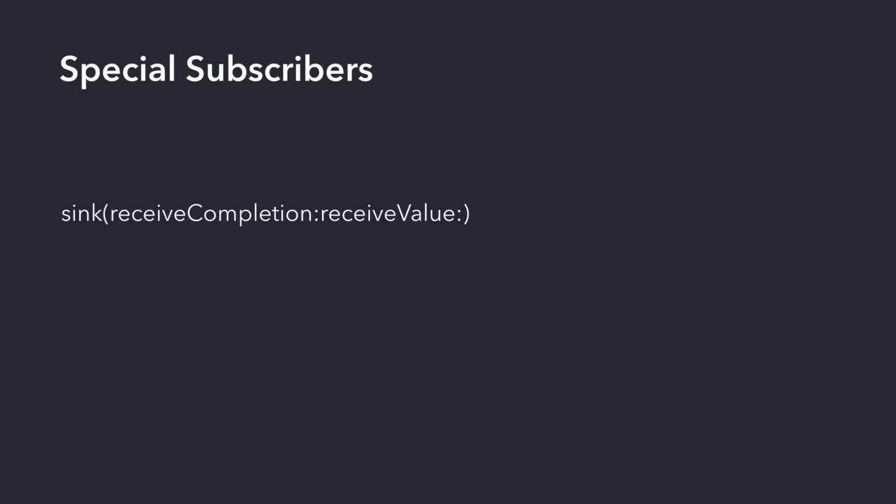For example, you can use the sink subscriber to log when the publisher completes and each time it receives an element. The second special subscriber is called assign, and it immediately assigns every element it receives to a property of a given object using a key path to indicate the property. Both the sink and assign subscribers request an unlimited number of elements from their publishers, and we are going to see both of these subscribers in action in a second.